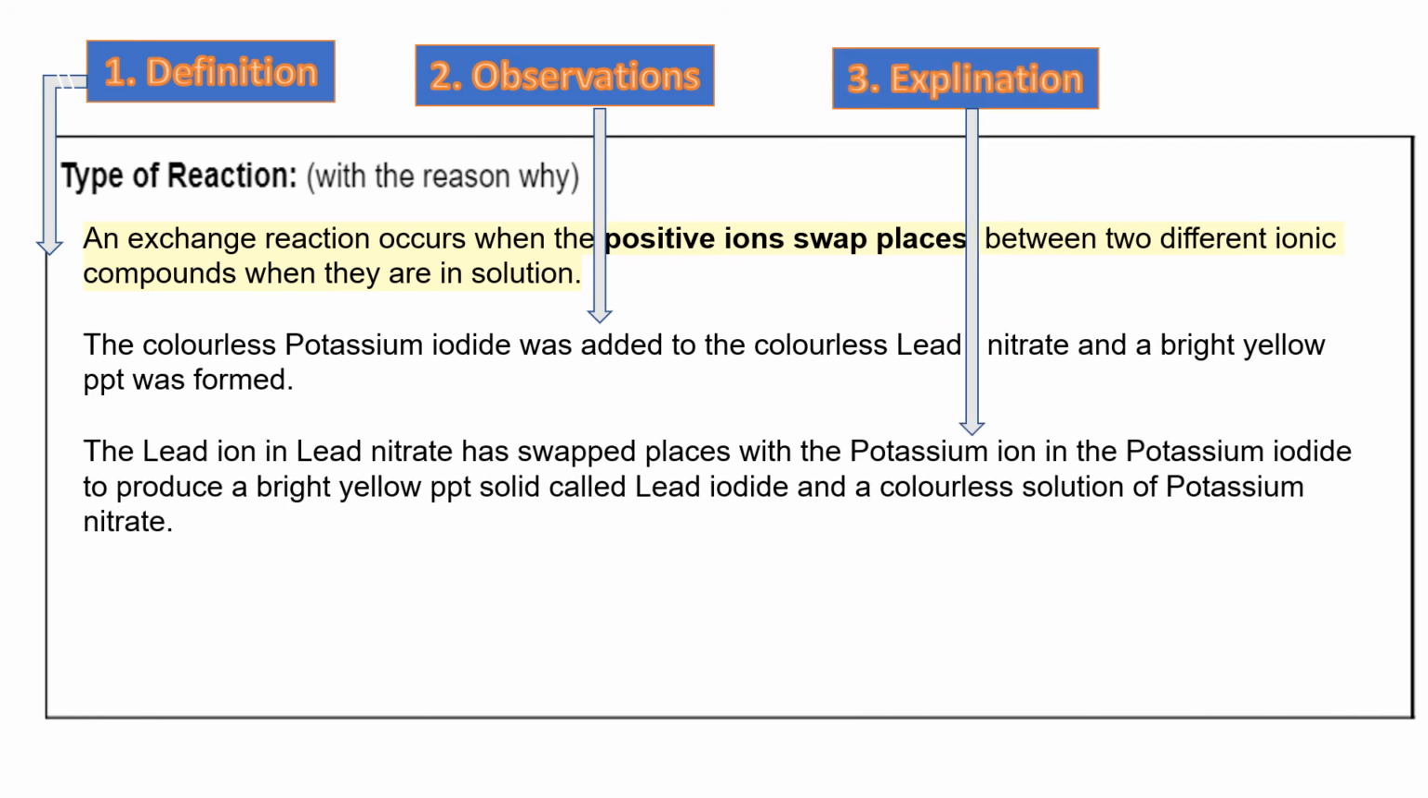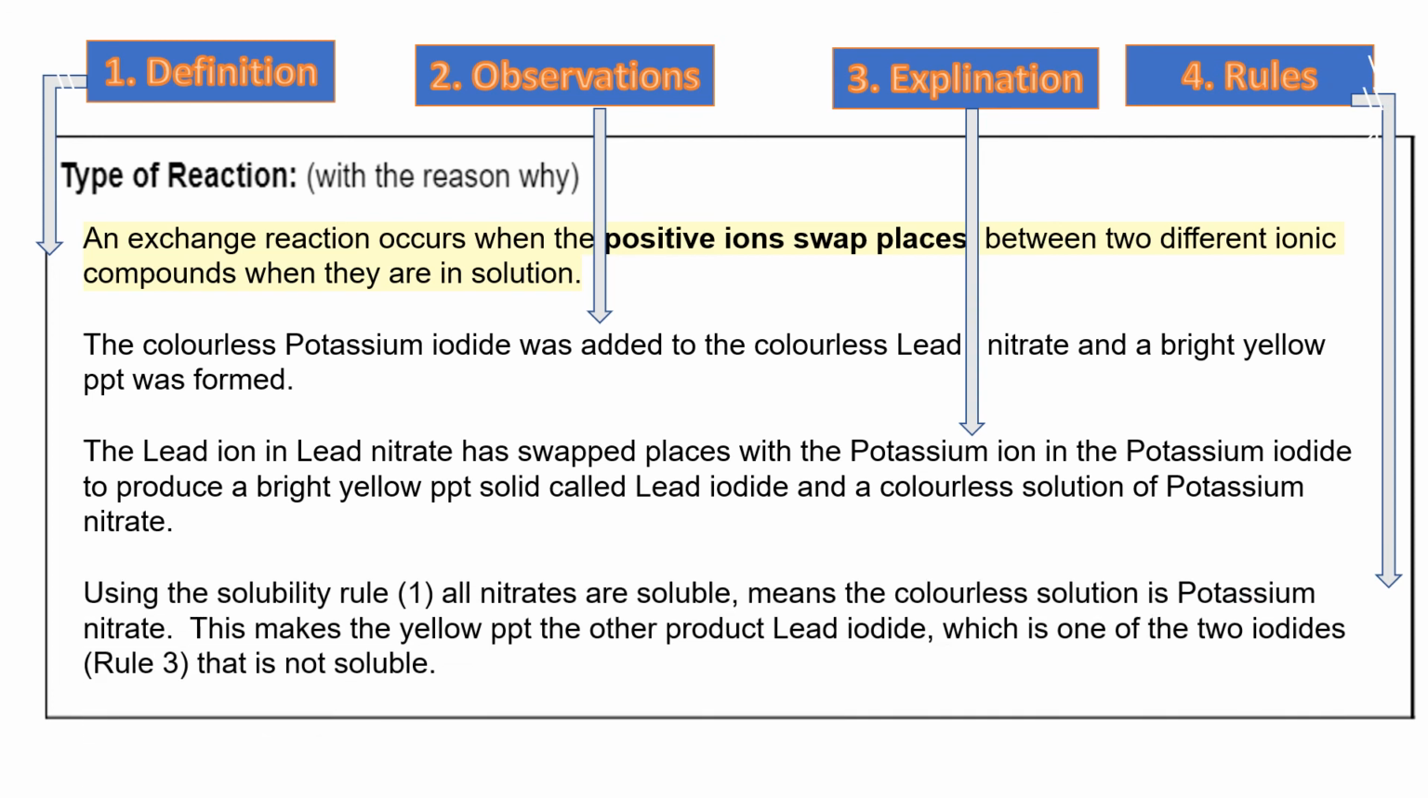Our explanation statement explains why we got the yellow precipitate. What happened with the lead ion and the potassium ion to form this precipitate? And the last part is our solubility rules. So we copy and paste our solubility paragraph onto this part of the document. This is all that is needed for merit.